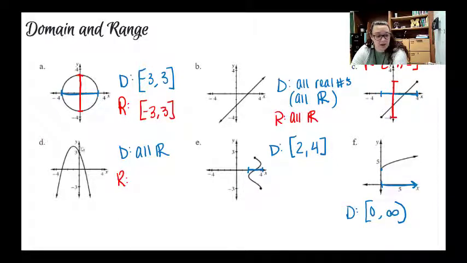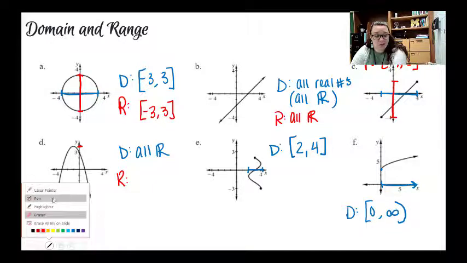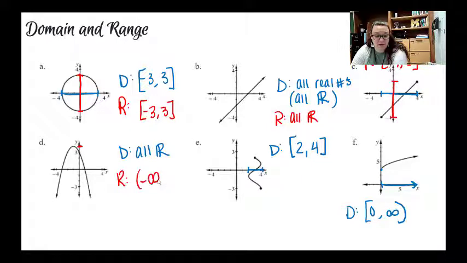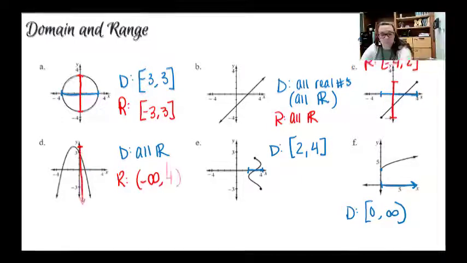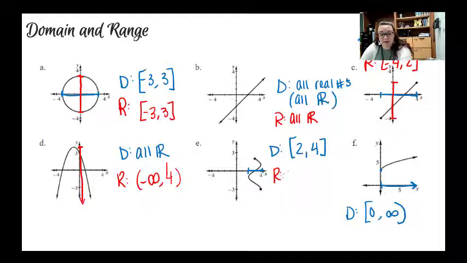For the parabola, the highest point is right here at 4. Oh, you know what I should do? I should go from bottom to top. Let's say the lowest point on this graph is down here at -infinity, and it goes up and stops at 4. And then on this guy, our range is the lowest point -3 up to 2. So from -3 to 2, including both of those. And then our last one here, it started at a height of 3, and it went up and up forever. So it went from 3, including it, up and up forever.